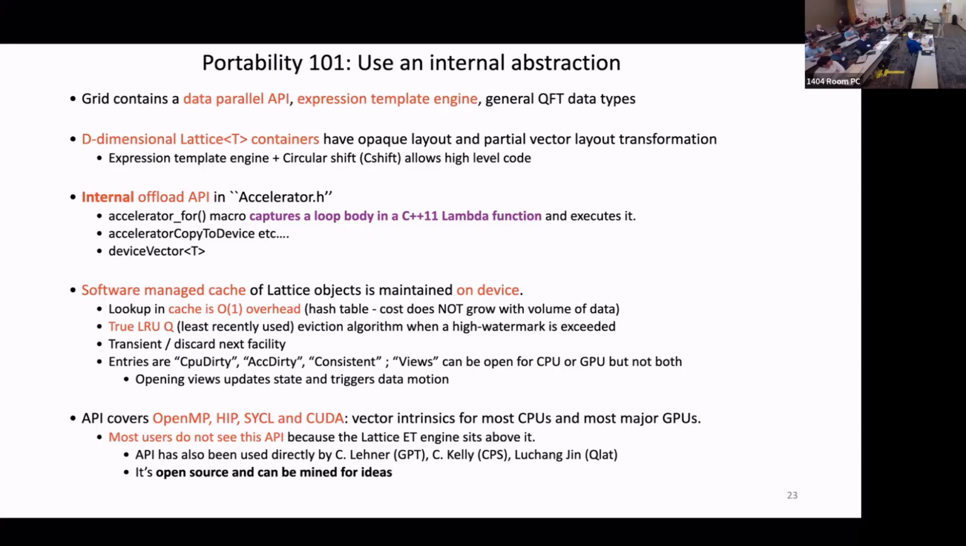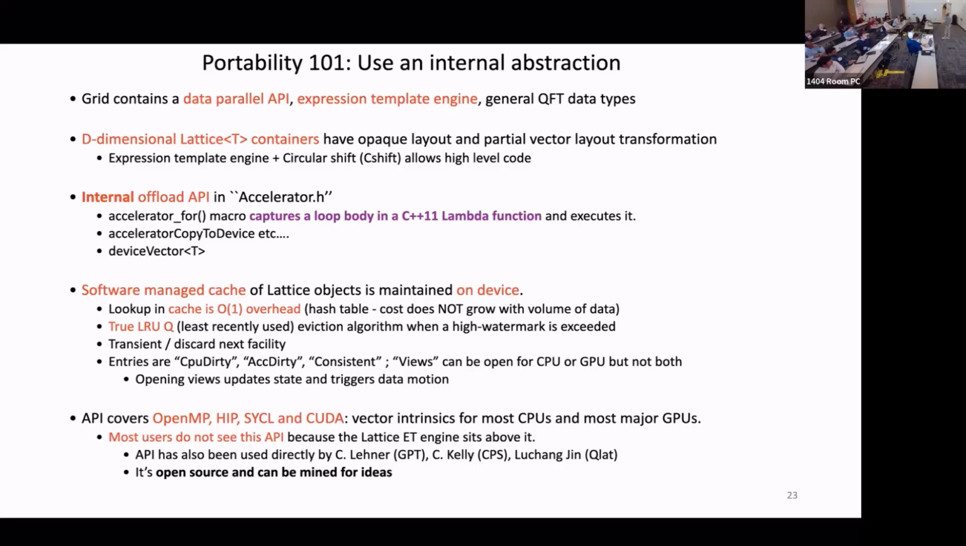So we've got CPU dirty, accelerator dirty, consistent. And open a view for GPU. Your GPU's got a reference count for the device, a reference count for the host, which increments when you're opening things, and then you can't open on the CPU if it's open on the GPU and vice versa. That's a programming error, and it will flag it and tell you, right?